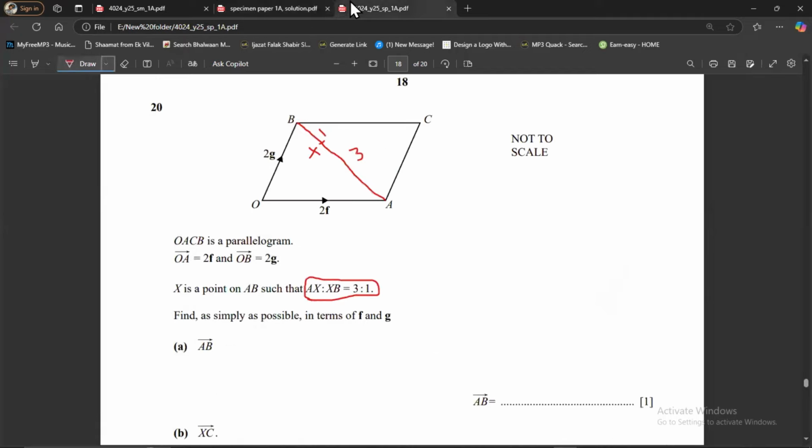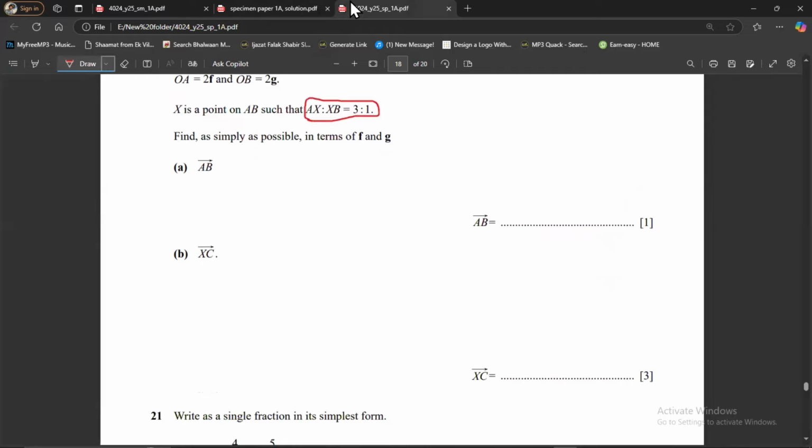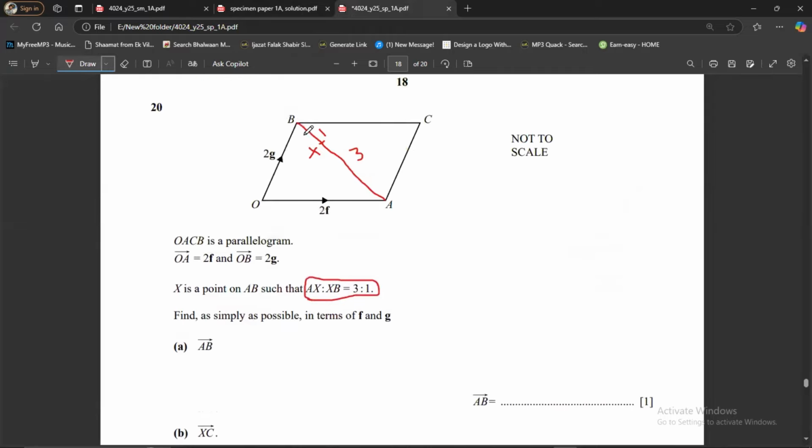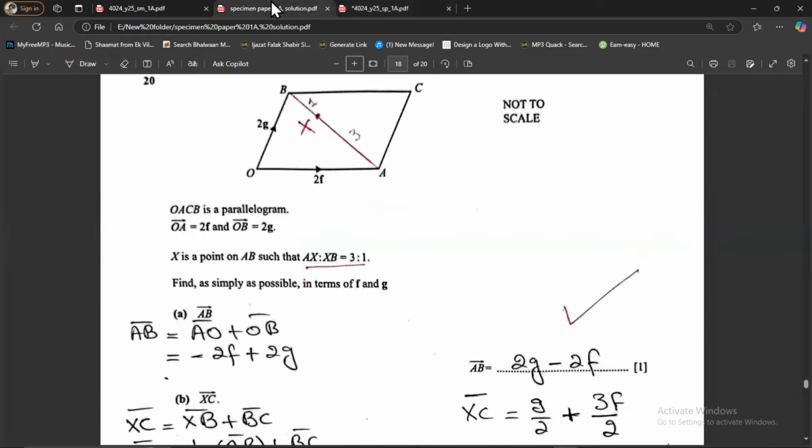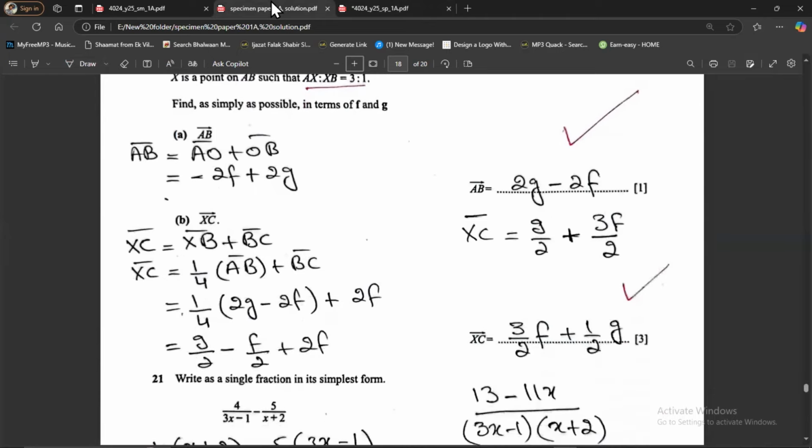Okay, then we have find XC. So we want to find from X to C. So I will go from X to B. From B, I will go to C. BC is equal to 2F. XB will be 1 by 4 of the AB.